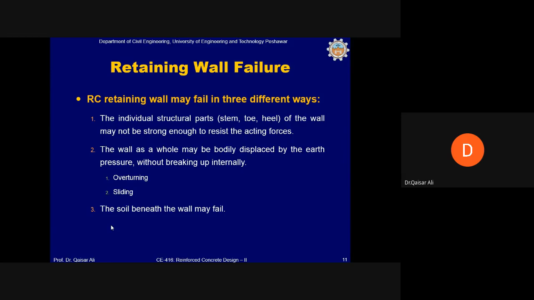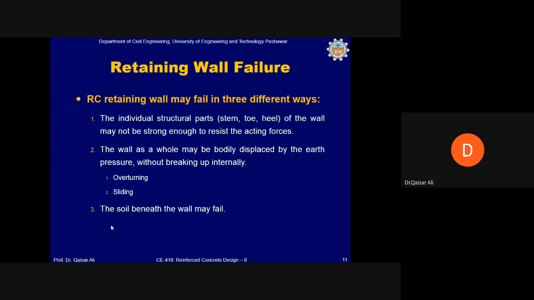The second kind of failure is called a stability failure. The stability failure can be of 2 types: overturning, as we have seen in the previous slides, and sliding. The third kind of failure, which was not discussed in the previous video, may be due to the soil settlement.